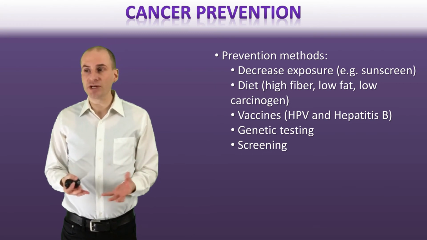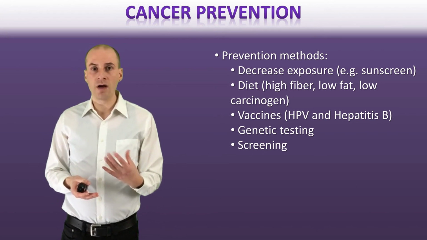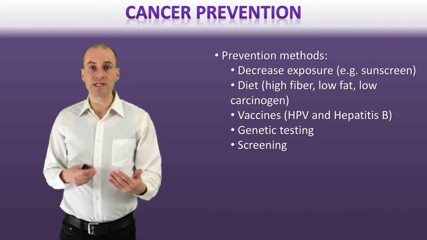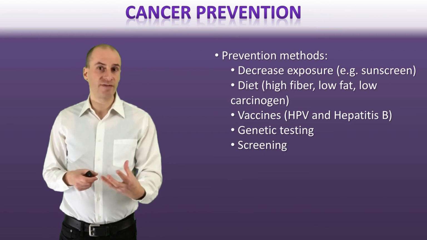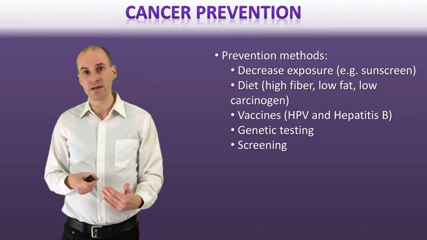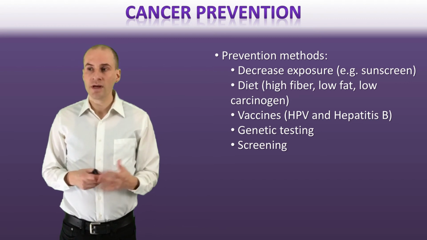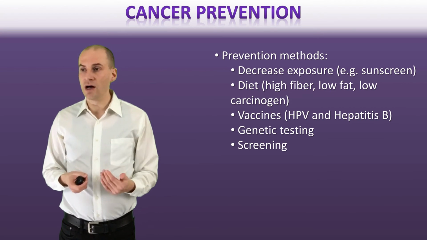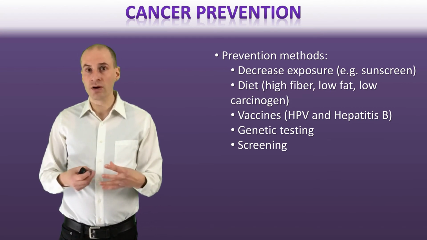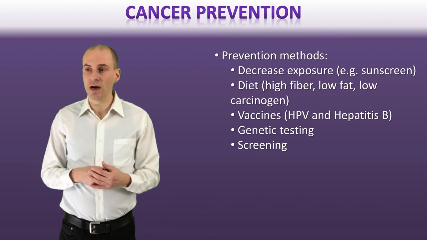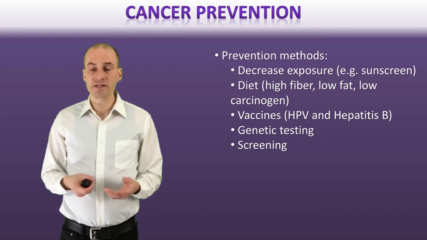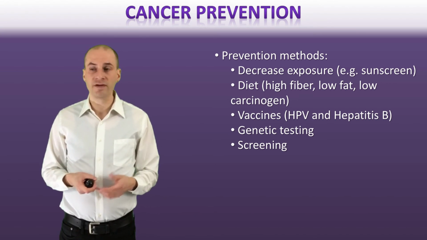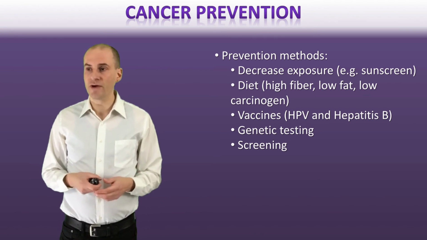In terms of prevention, there's a few things that we know about that are very often helpful. And again, it's going to depend on the type of cancer. But one is just decreasing exposure. So whatever it is, those risk factors that we're concerned about, you can decrease exposure to that risk factor. The other thing is changing diet. So high fiber, low fat, low carcinogen, those are the types of food that you want to focus in on. Vaccines can make a difference. So the HPV vaccine, for example, is shown to be very, very effective. Hep B, also very helpful.